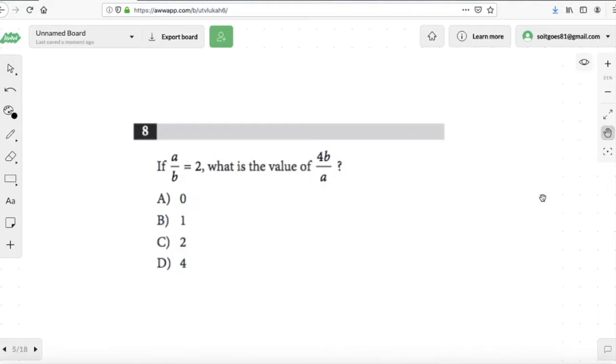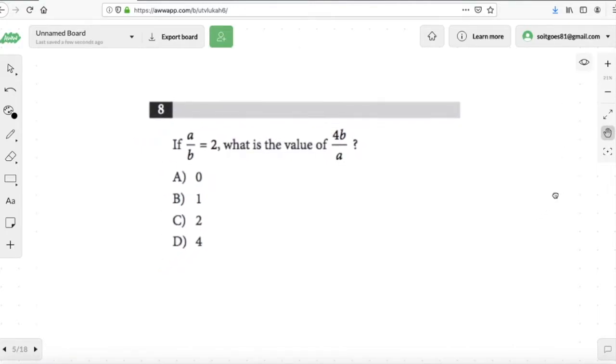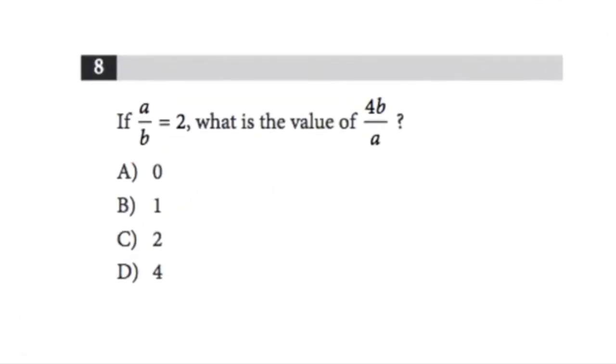Oh, this one. In fact, I think all the ones we're going to be working on today are from the same practice test. This is all from section 3 of practice test 1. Okay? Go ahead and read, let's go to Ariani. Go ahead and read question number 8 for us, please, up on the whiteboard. If a over b is 2, what is the value of 4b over a?